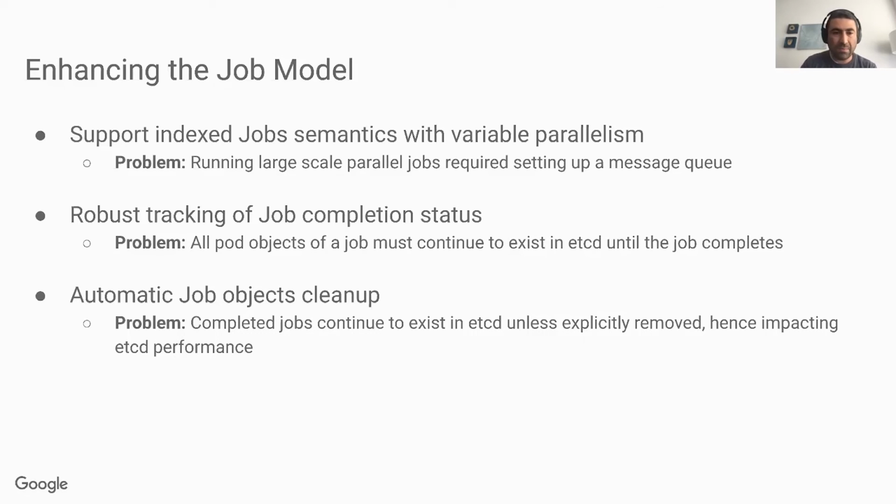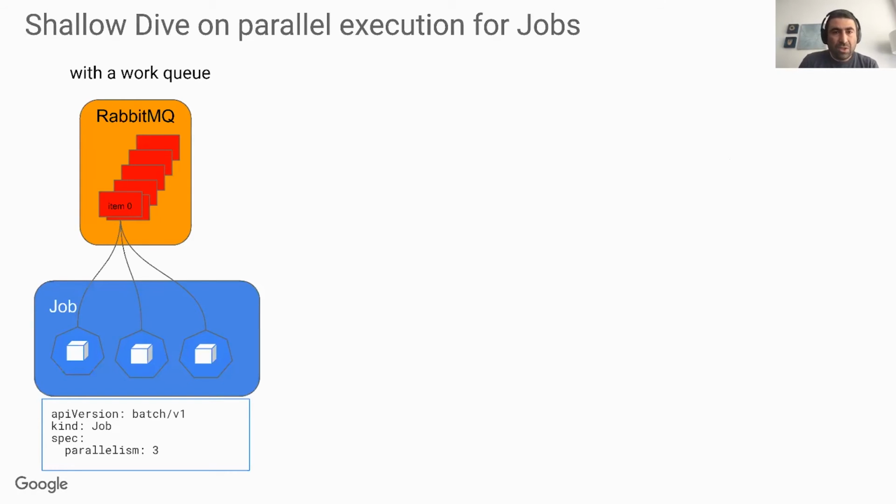Next slide, please. So here, a quick dive into parallel execution for jobs. As I mentioned, until recently, you had to set up a RabbitMQ kind of thing, like a work queue. When you create the job, basically you decide how many pods are running, and then each pod will pull from the queue the next work item.